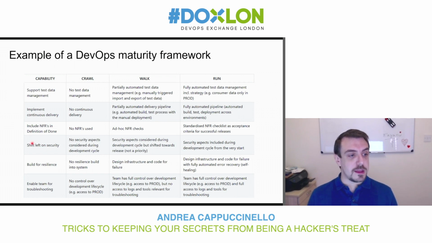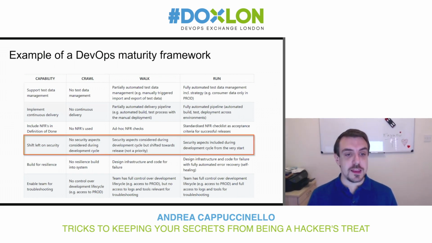I just wanted to highlight here the shift left on security. These are the steps of moving from a crawl to a walk and to a run, right? The problem you can clearly see is that for both crawl and walk, security aspects are either considered but not a priority, or not considered at all. So in the crawl stage, no security aspects are considered. This is an example of what not to have in terms of a shift left approach to security.